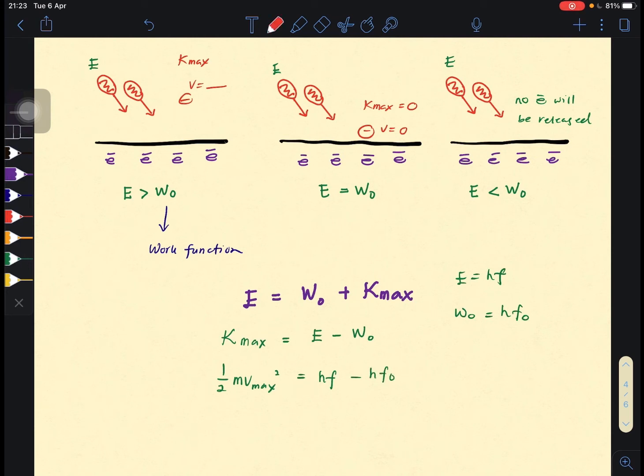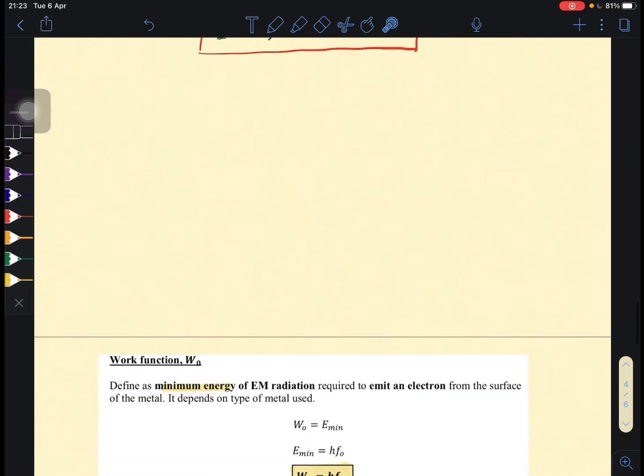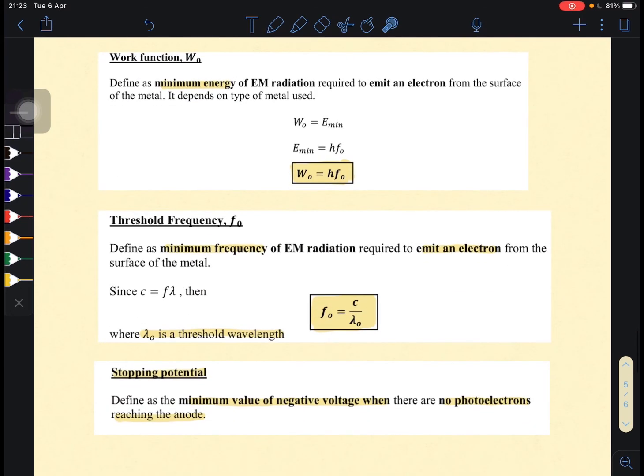So these are the formulas that are given in the list of formulas. Okay, so kita tengok work function and also f naught dekat sini. Work function, as I've said before, adalah minimum energy required to emit an electron, or to release an electron. Di mana work function adalah sama dengan h, the Planck constant, and then f naught ni adalah threshold frequency, which is this one.